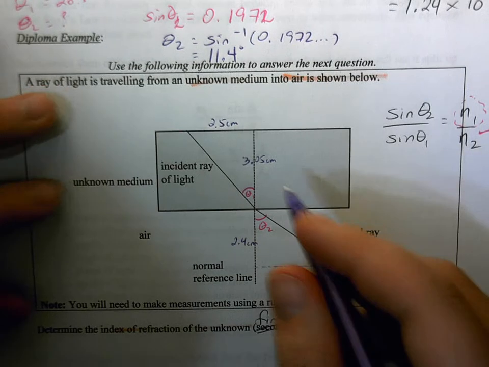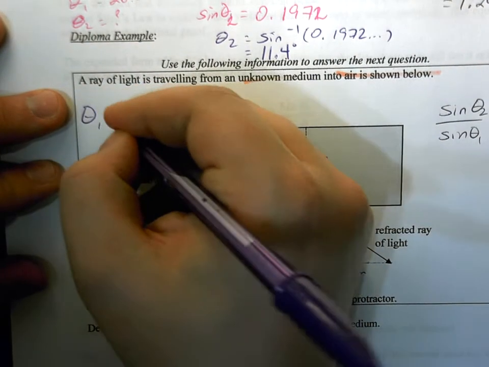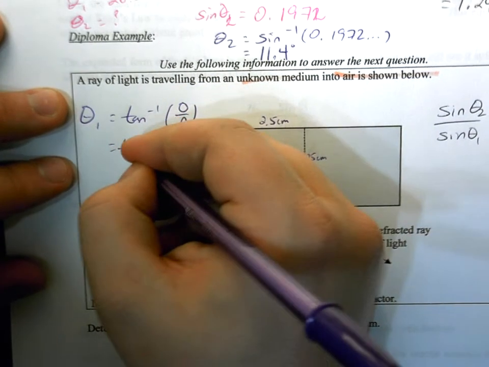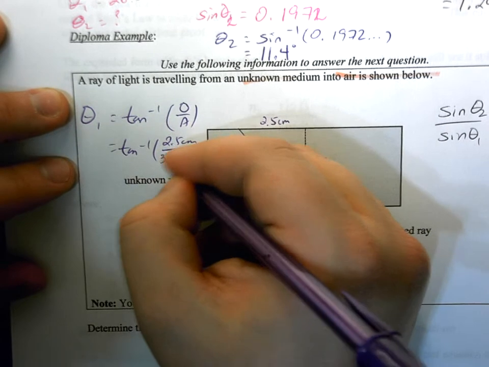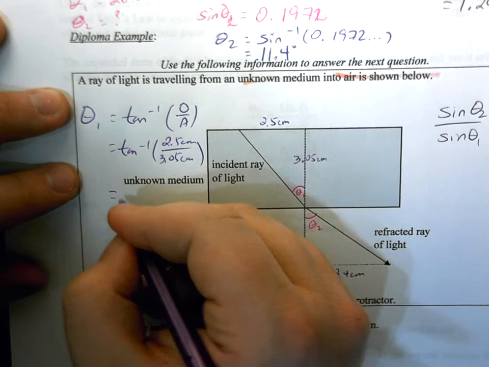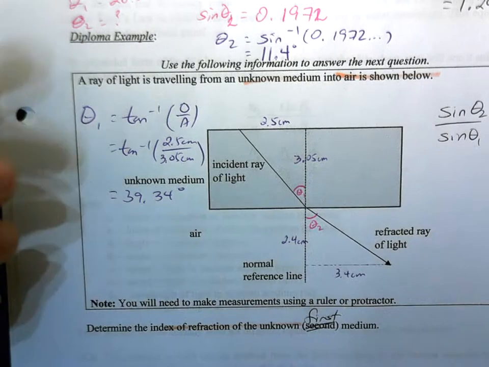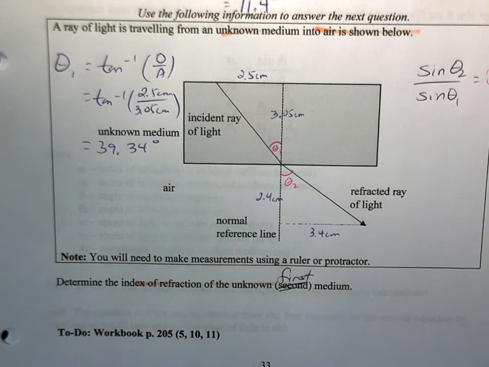For my calculations, I'm going to just do this over on the side here. So theta 1 is going to be the inverse tangent of opposite over adjacent. So the inverse tangent of 2.5 centimeters divided by 3.05. This is going to give me about 39.34 degrees. As I said, this is not the best way of doing it. A protractor would be more helpful, but it is what it is.